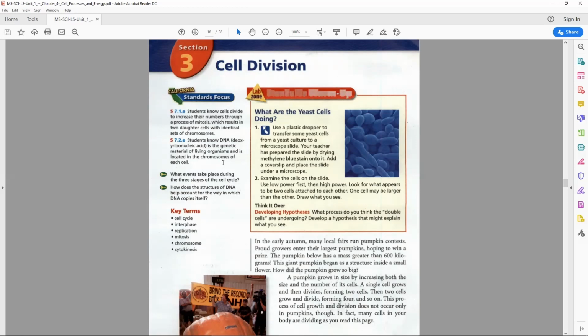Key ideas are key questions. What events take place during the three stages of the cell cycle? And how does the structure of DNA help account for the way in which DNA copies itself?